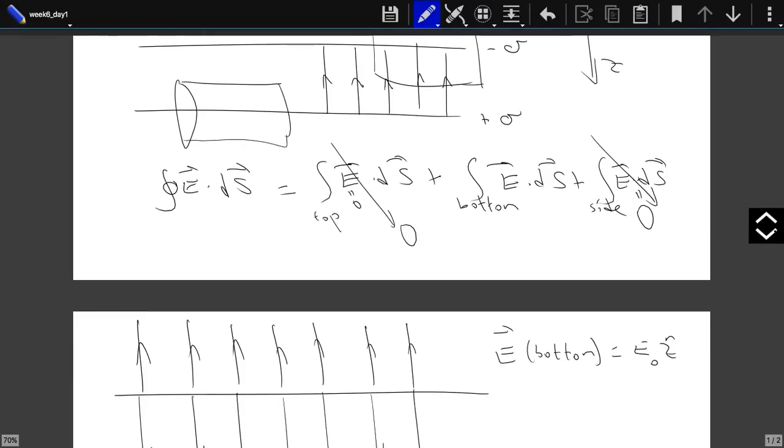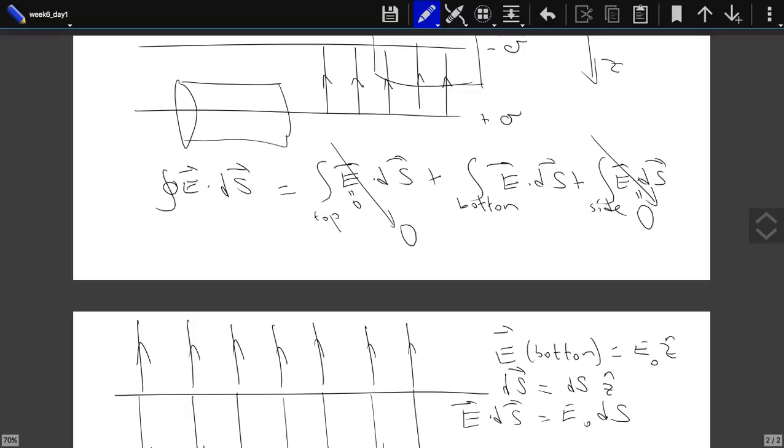Now, dS. Remember, this area vector is perpendicular to the surface, and its magnitude is equal to the very small area itself. It is in the z direction. This dS is the magnitude, so it's positive. Then E dot dS is E0 times dS. This is the scalar product, which I should integrate. This is a constant, so it's easy to integrate. I can just take it out of the integral.